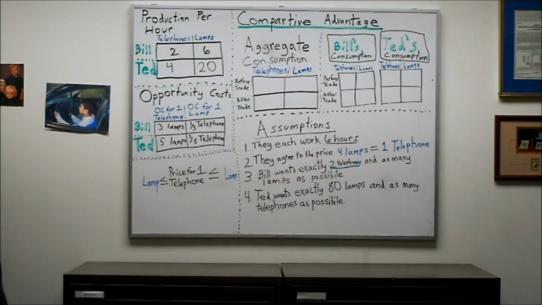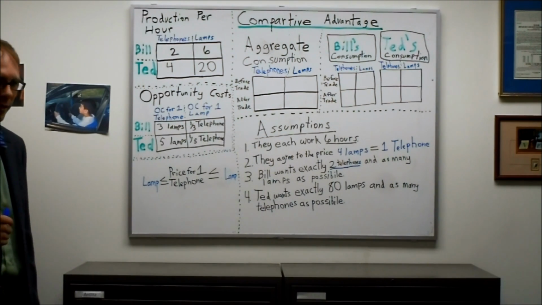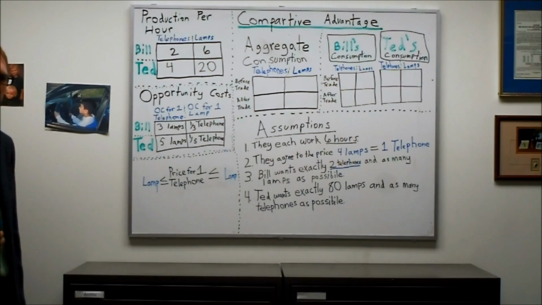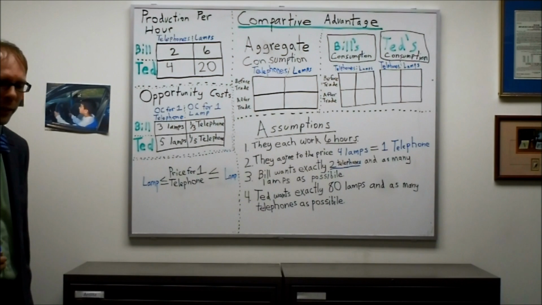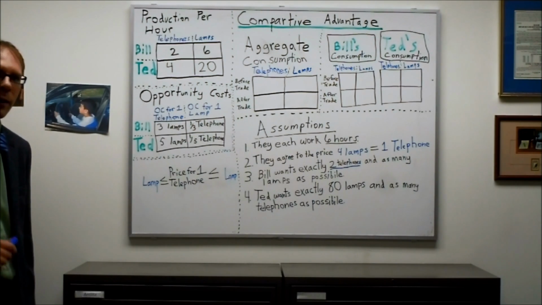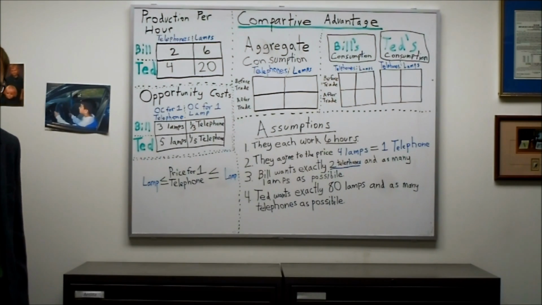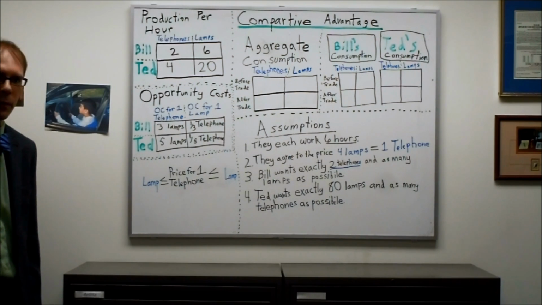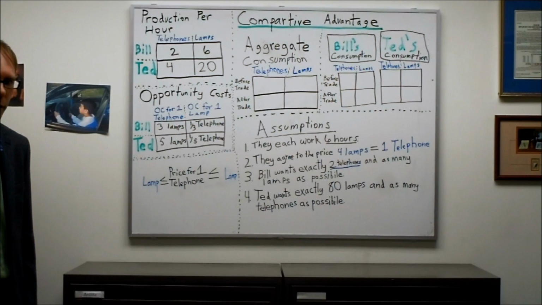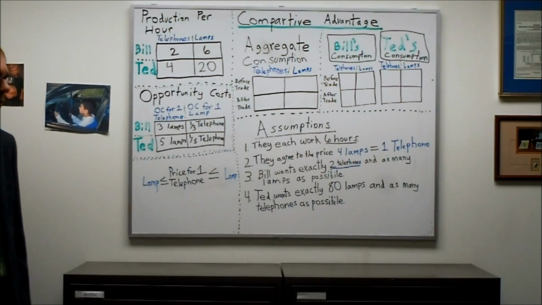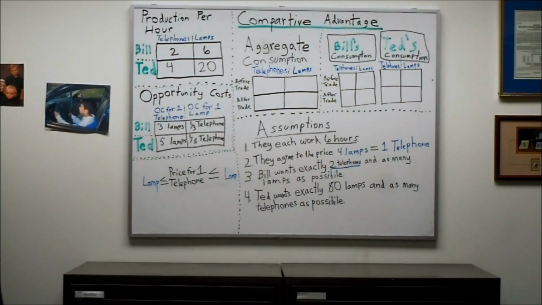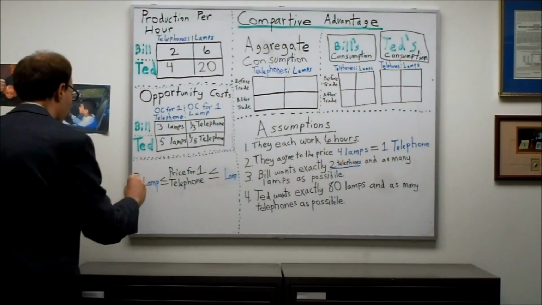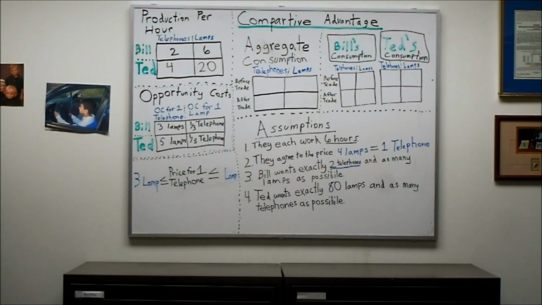You cannot pay Bill less than 3 lamps to buy a telephone. If you offer him 2 lamps, Bill would look at you and say, instead of making 1 telephone, I could have made 3 lamps, and I would have been better off making lamps instead of selling 1 to you for 2 lamps. So, to buy a telephone from Bill, you must pay at least 3 lamps.